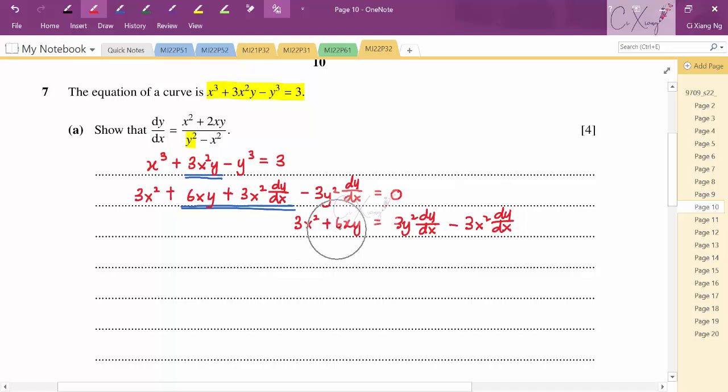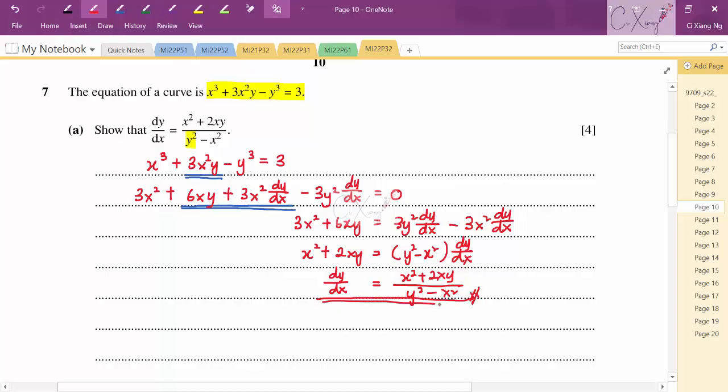Okay, I can simplify the factor of 3 here, since everything has a factor of 3. So I can simplify them straight away, where I'm having x squared and then 2xy equals y squared minus x squared, and I factorize out the dy/dx at the same time. From here, I think our answer is very obvious. If I keep the dy/dx on the left and rephrase everything again, I will get the answer that they want us to show. So this is how we get this dy/dx by using the implicit differentiation concept.